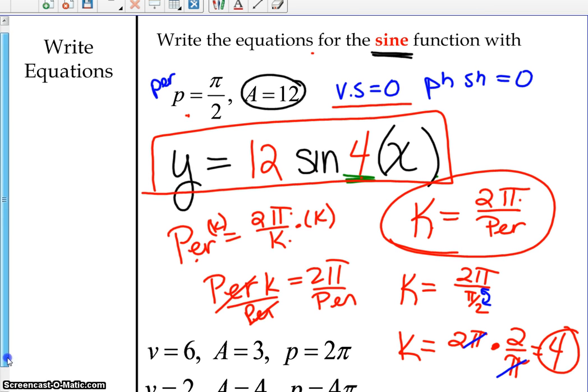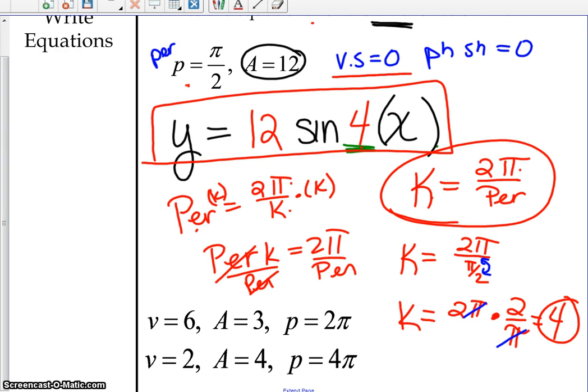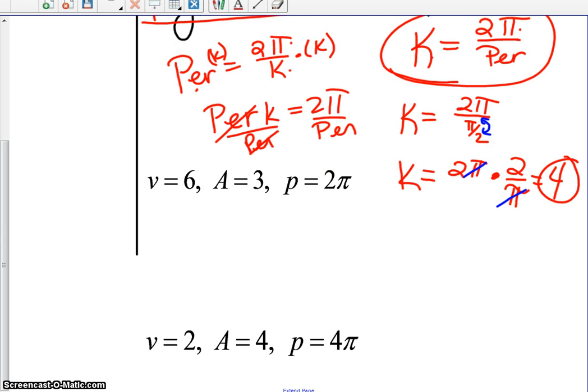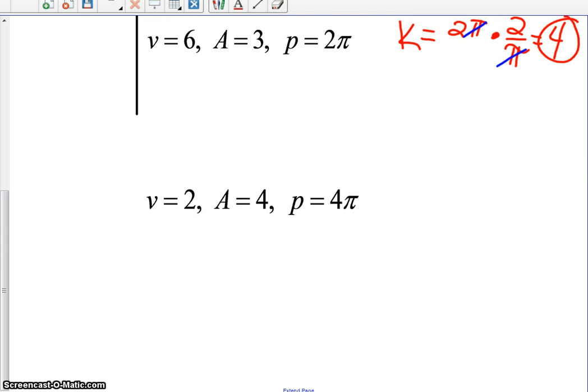Let's look at another example, please. All right, so our next example, I'll get rid of this and get some extra space here.